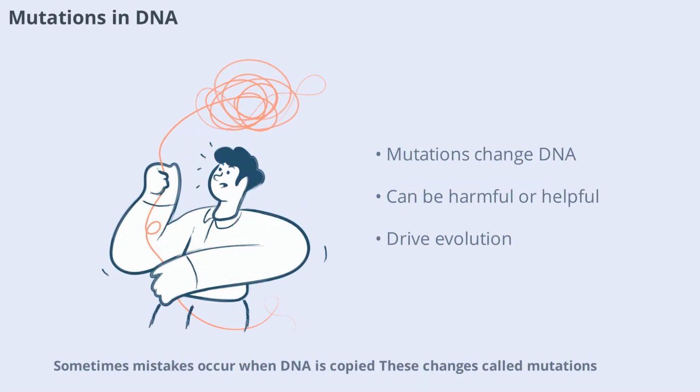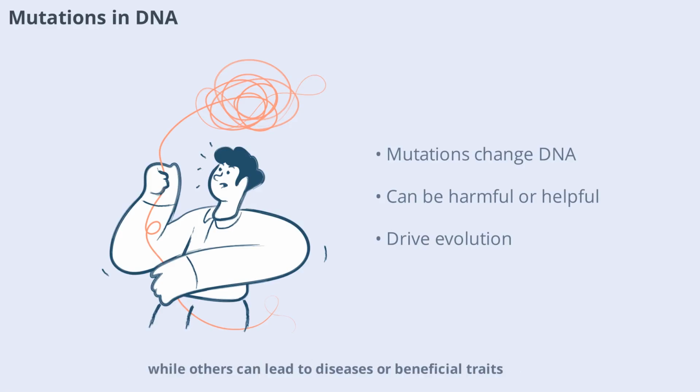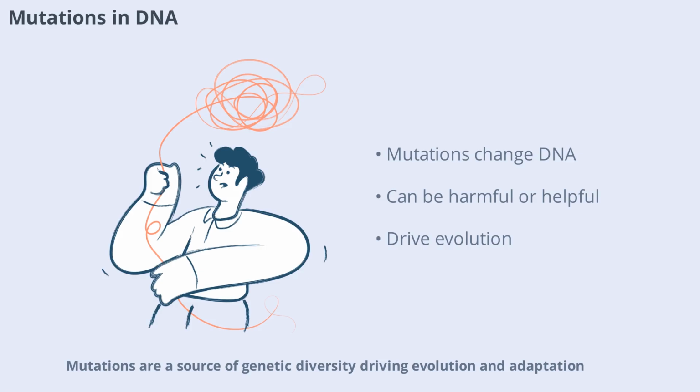Sometimes mistakes occur when DNA is copied. These changes, called mutations, can alter the genetic code. Some mutations have no effect, while others can lead to diseases or beneficial traits. Mutations are a source of genetic diversity, driving evolution and adaptation. Cells have repair mechanisms to fix most errors, but occasional changes are part of life's ongoing story.